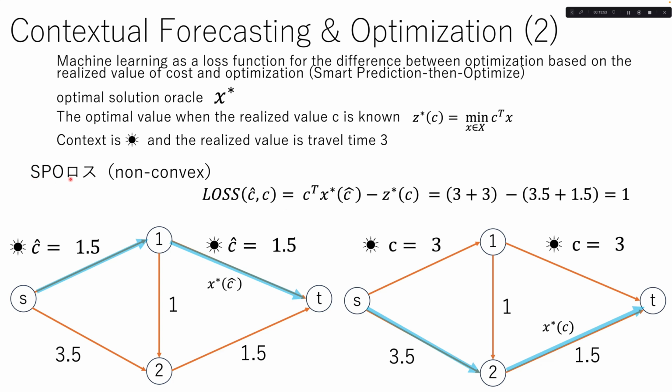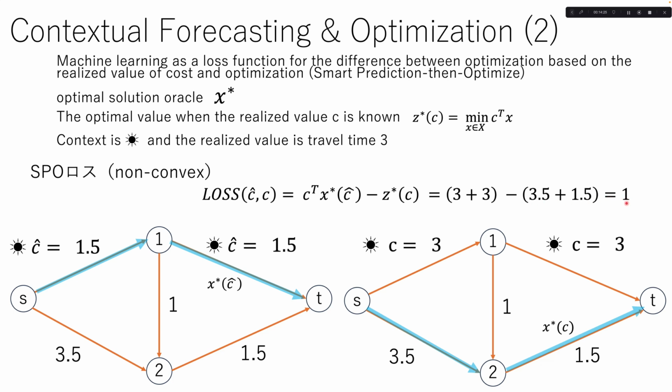Let X* represent the optimal solution for a given travel cost C. The optimal value when C is known is denoted as Z*(C). On the left side of the figure, we have the optimal solution for the predicted travel time C-hat when the weather is sunny. On the right, we have the optimal solution for the actual travel time C when C equals 3. The difference in optimal values is the loss function of smart prediction then optimize, SPO, which calculates to 1.